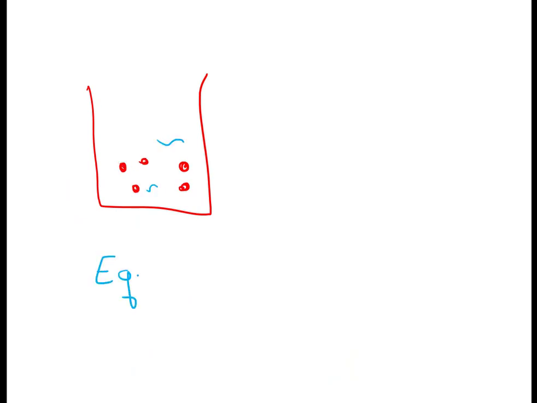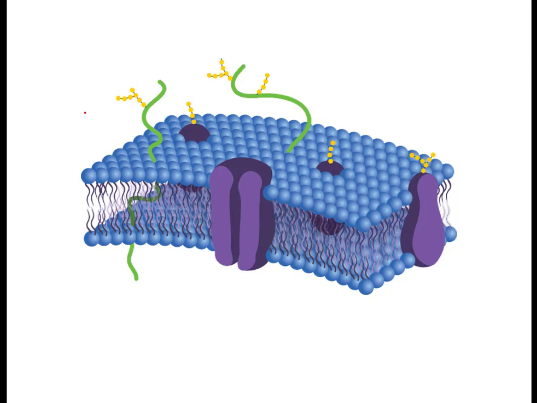Now the final solution is when you have an equal amount of water in and out of the cell. So everything is equal. There's no water getting in or out of the cell. It's very happy. This is isotonic. Isotonic is an equal amount of water and salt. So that's osmosis.